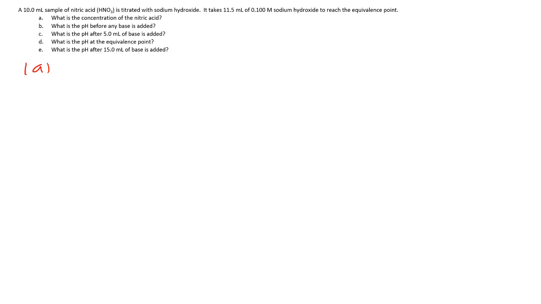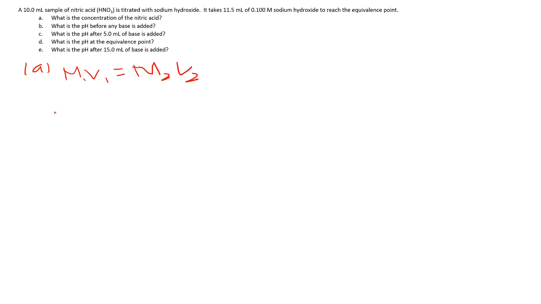Because it's HNO3 and sodium hydroxide, these are going to react in a 1-to-1 ratio. Because of that, when we're looking for the concentration of the nitric acid at the equivalence point, we know that M1V1 equals M2V2. Note that this is only true because this is a 1-to-1 reaction. If it weren't, then this wouldn't be a true statement.